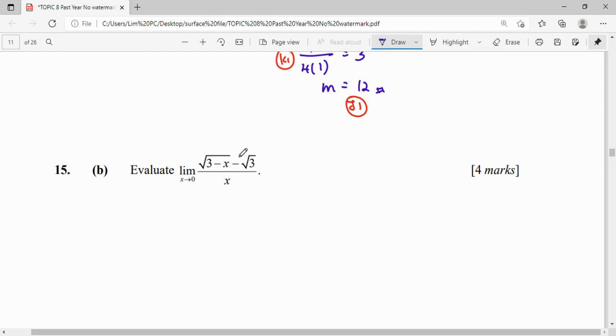For a function that involves a square root, when we have an indeterminate form, we can simplify it by multiplying with its conjugate. The conjugate we are referring to is for our square root function here. Our square root here is square root of 3 minus x, so its conjugate will be plus square root of 3.